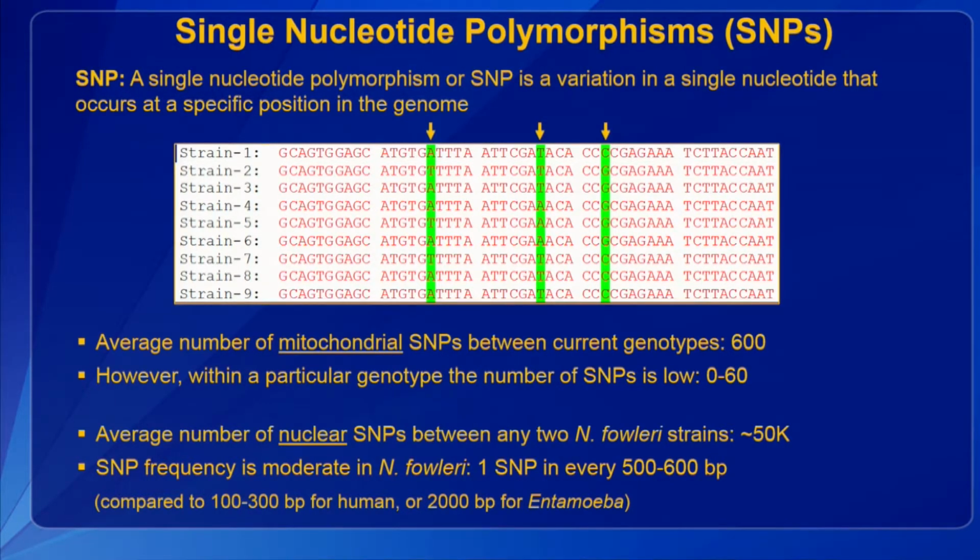And in the mitochondrial genome, between two different genotypes, there are about 600 SNPs between any two different strains, if they are coming from two different genotypes. But within a particular genotype, like genotype 1 strains, there were about 0 to 60 SNPs. But in the nuclear genome, there are about 50,000 SNPs between any two strains.